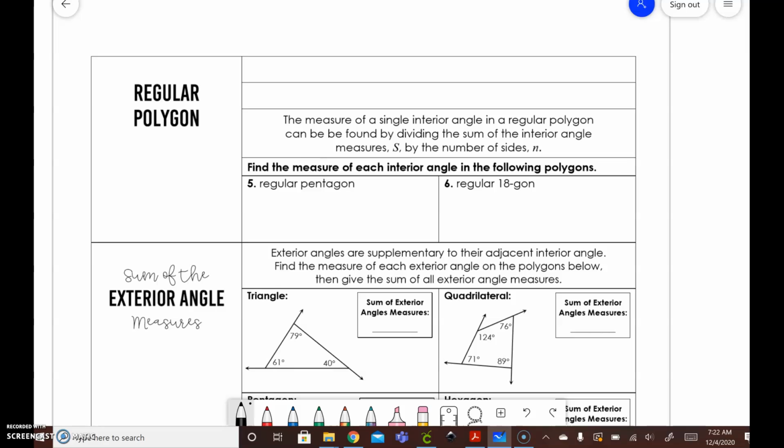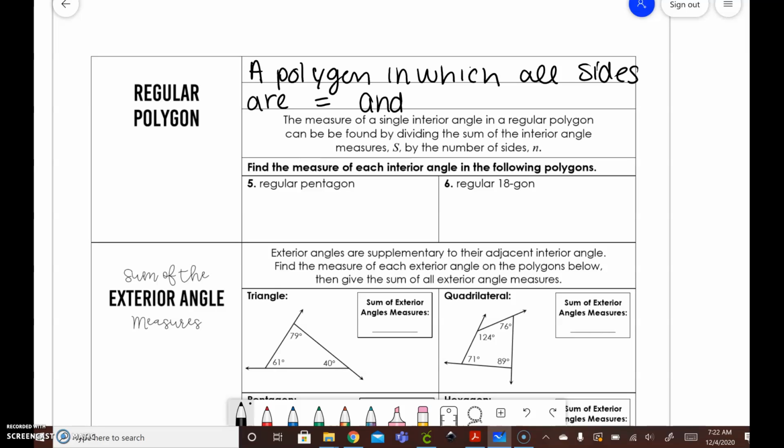Now, we probably haven't heard of this vocabulary word, but we know exactly what these polygons look like. A regular polygon is a polygon in which all sides are equal and all angle measures are equal. So if we think about this in a triangle, what triangle has equal sides and equal angles? That's an equiangular triangle.